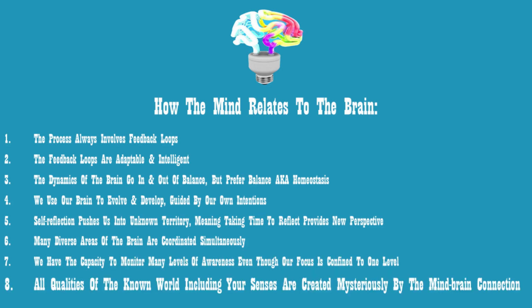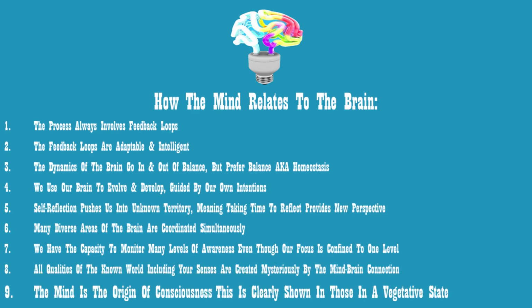Then we reach the 8th, which is, all qualities of the known world, including sight, sound, taste, and smell, are created mysteriously by the interaction between your mind and brain. And then the 9th is the mind is the origin of consciousness, meaning it's not your brain, the organ itself, that creates consciousness, it's your mind which is connected to it. And an example of this are those who are considered to be in a vegetative state, where they're brain dead. The organ itself is still present, but the mind is not working properly, and therefore they're in this vegetative state.